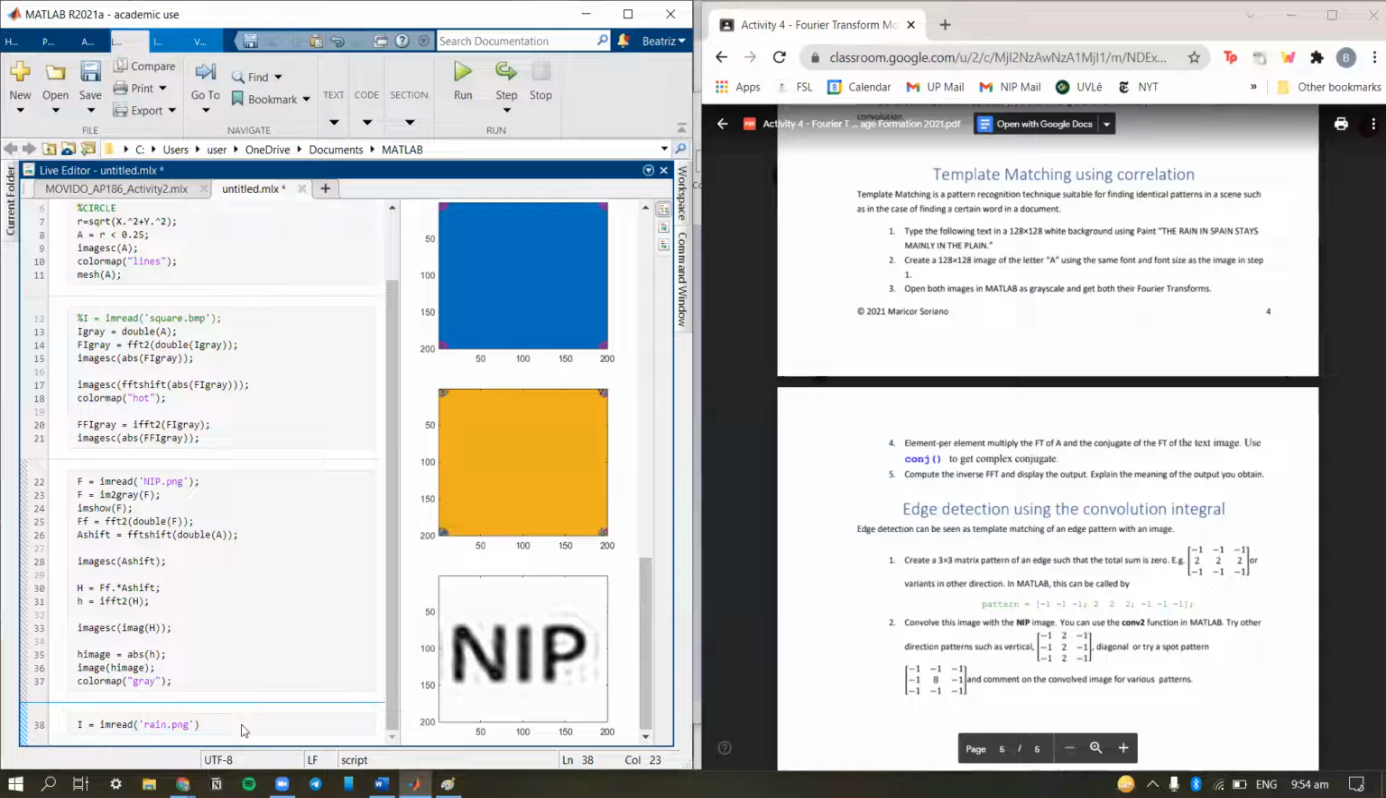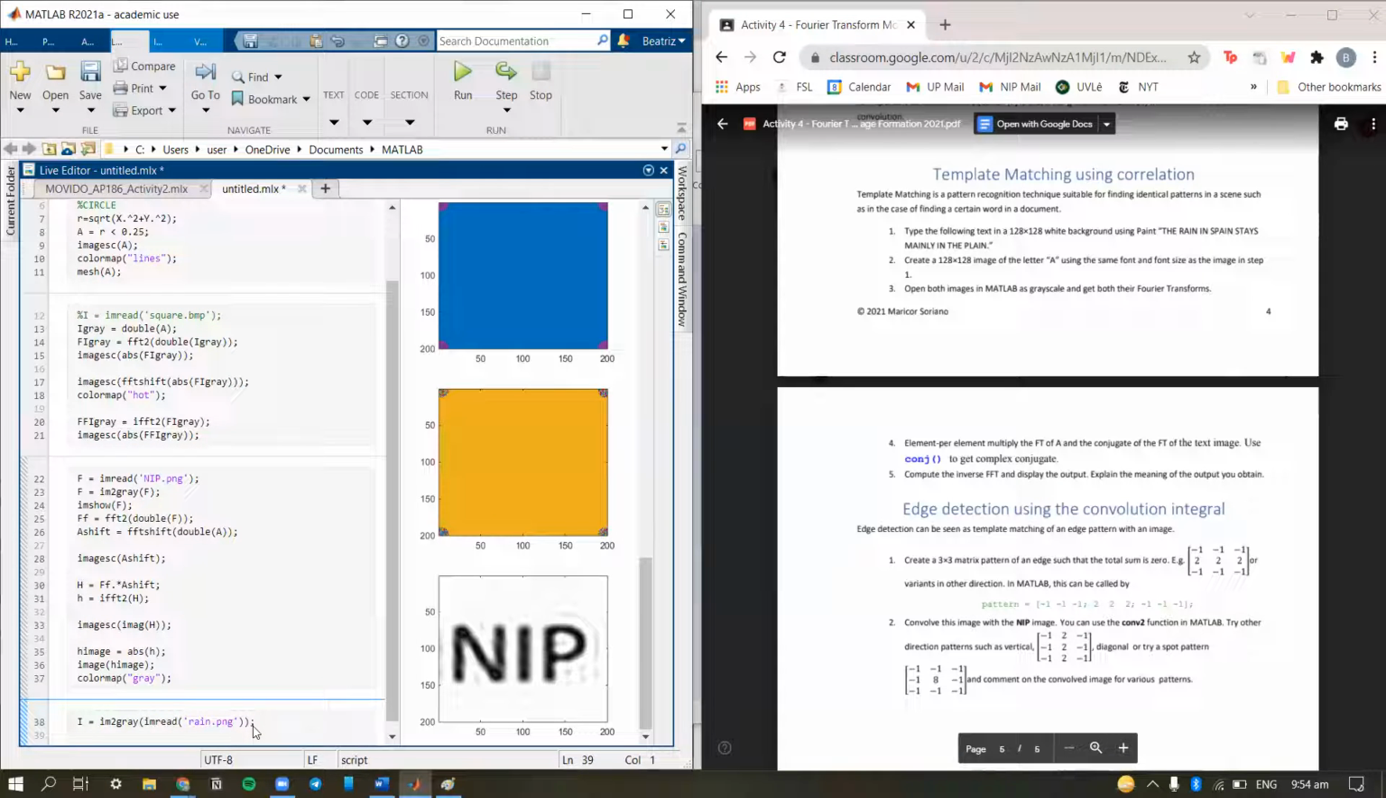Girl, pwede mong idiretso yan. Im to gray, im read, rain. In one line, pwedeng yan. No. After im read, im to gray. Sorry, not after im read. Before im read, kasi parang nested ba? Isn't that nice? Okay. Or you can call this, what do you want to call this? F or G? Bahala ka.